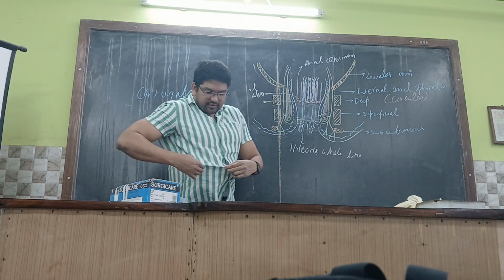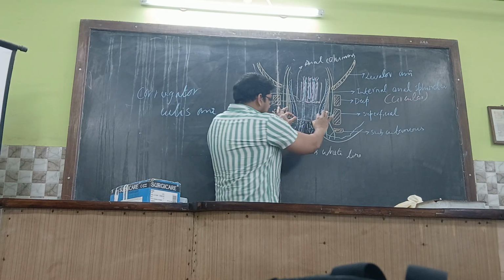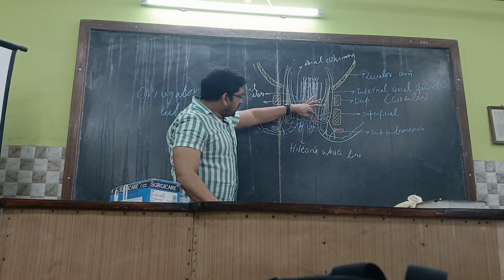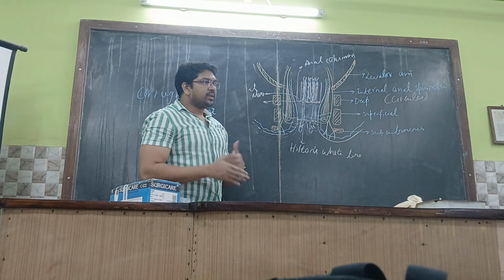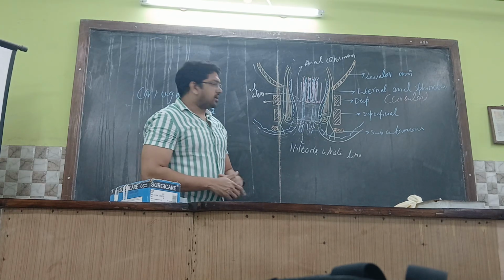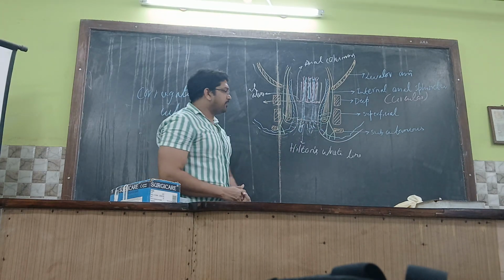If my shirt, if I pull it on either sides, it will be folded over here. This is the center. In the same manner, if it is pulled on either sides, there will be a groove formed over here at the level of the Hilton's line, which is termed the anal groove. Getting it? Here there are folds of the skin, and here is the anal groove.